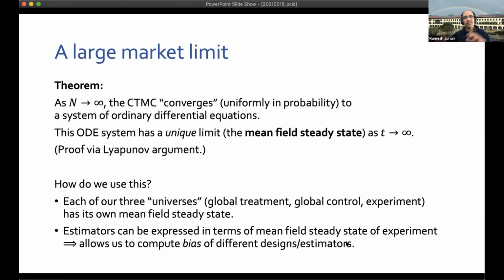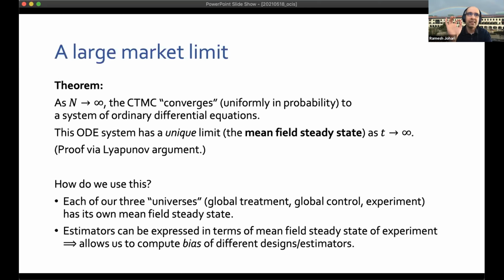Okay, so all of this stuff was under the hood. It's basically saying, this is what I meant when I said structural model. This is my way of taking a really complicated set of inventory dynamics, translating them into something that we can analyze and use to understand the bias of different designs and estimators that we would want to use.